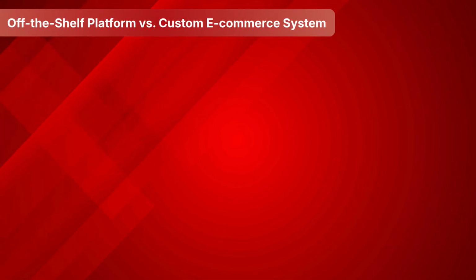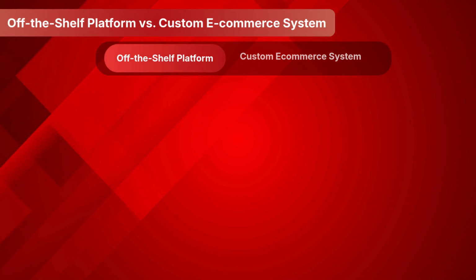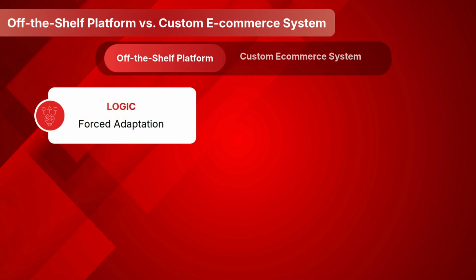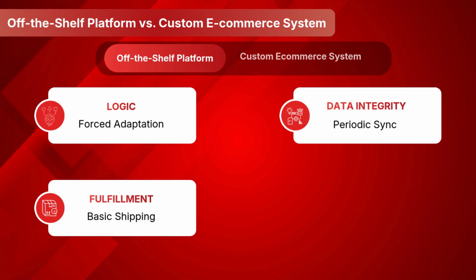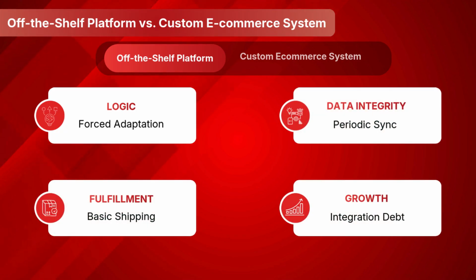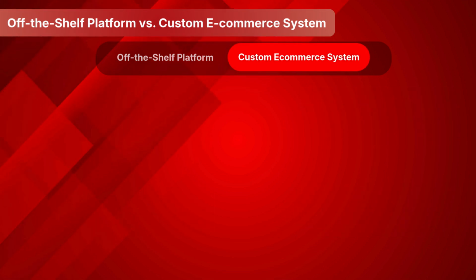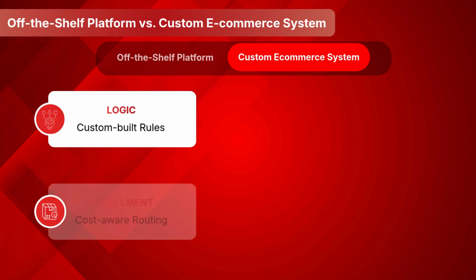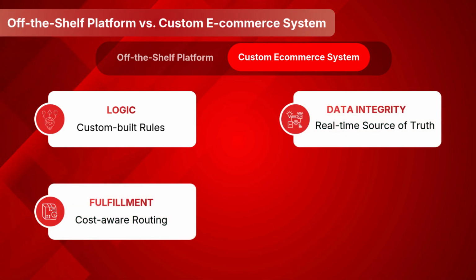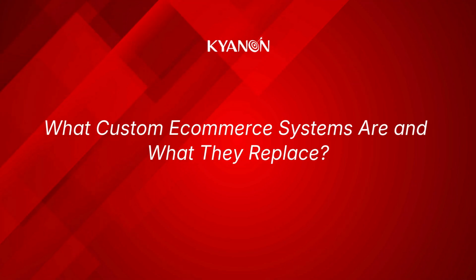Off-the-shelf platform versus custom e-commerce system. Standard platforms trap you with forced adaptation, basic shipping, periodic data syncs, and heavy integration debt. A custom platform flips the script, powering your business with custom-built rules, cost-aware routing, a real-time source of truth, and limitless scale.